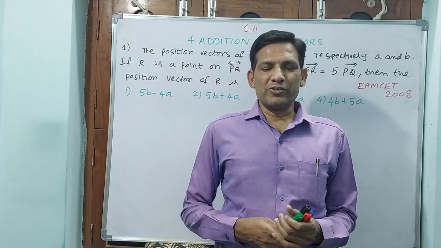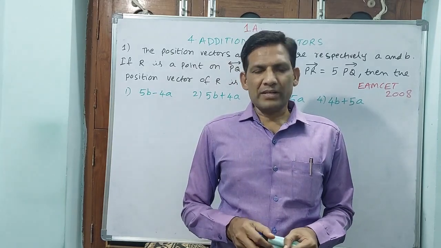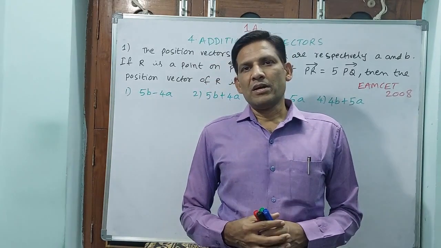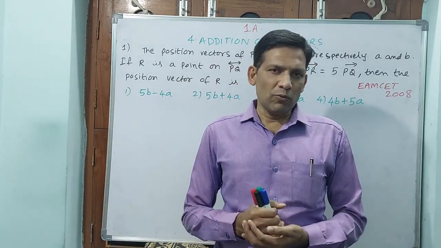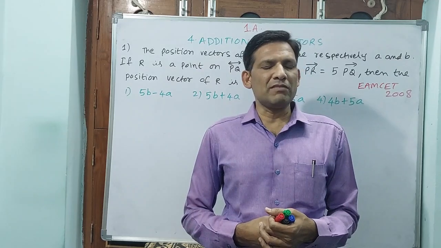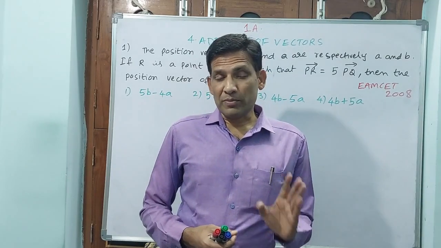Okay, dear students, we are in Eamcet mathematics and we are in vectors. Now we will start vectors. In vectors, first we will start 1a, addition of vectors. This is the fourth chapter. See, completely three chapters we have completed: 1a3, 1b3, 2a3, 2b3. Okay, this is the fourth chapter from 1a.